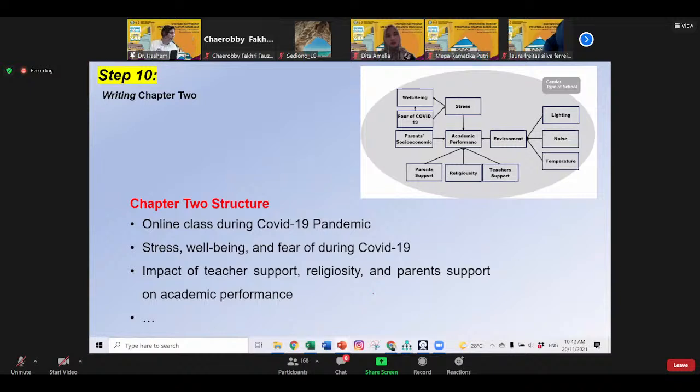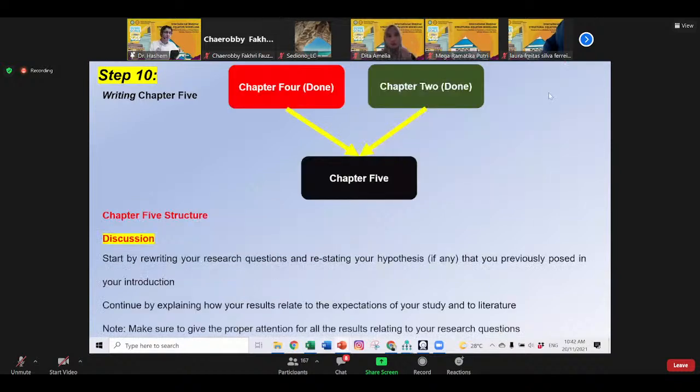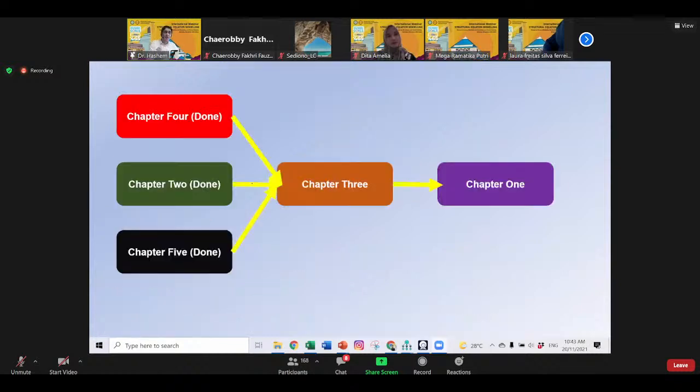So the literature review gives you more extensive knowledge, right? So now, step 10, I go for chapter 2. So now you have chapter 2 and chapter 1, and then chapter 5, discussion, and then conclusion. So this is the process.